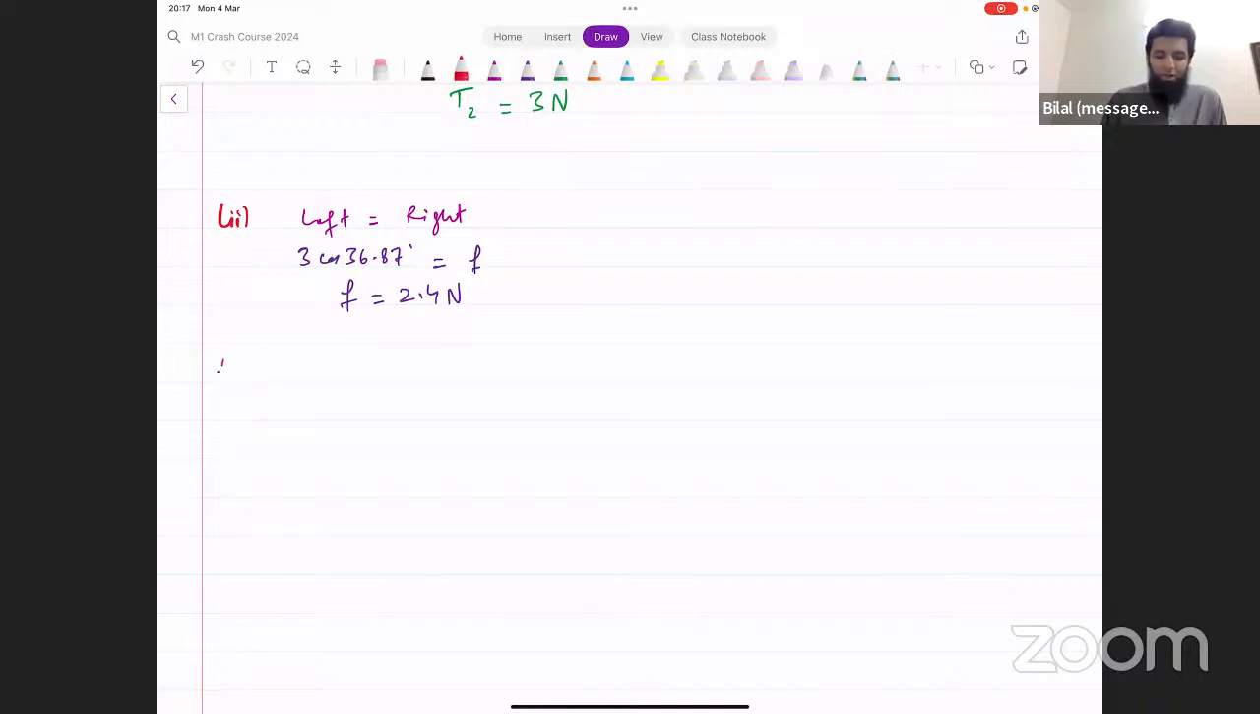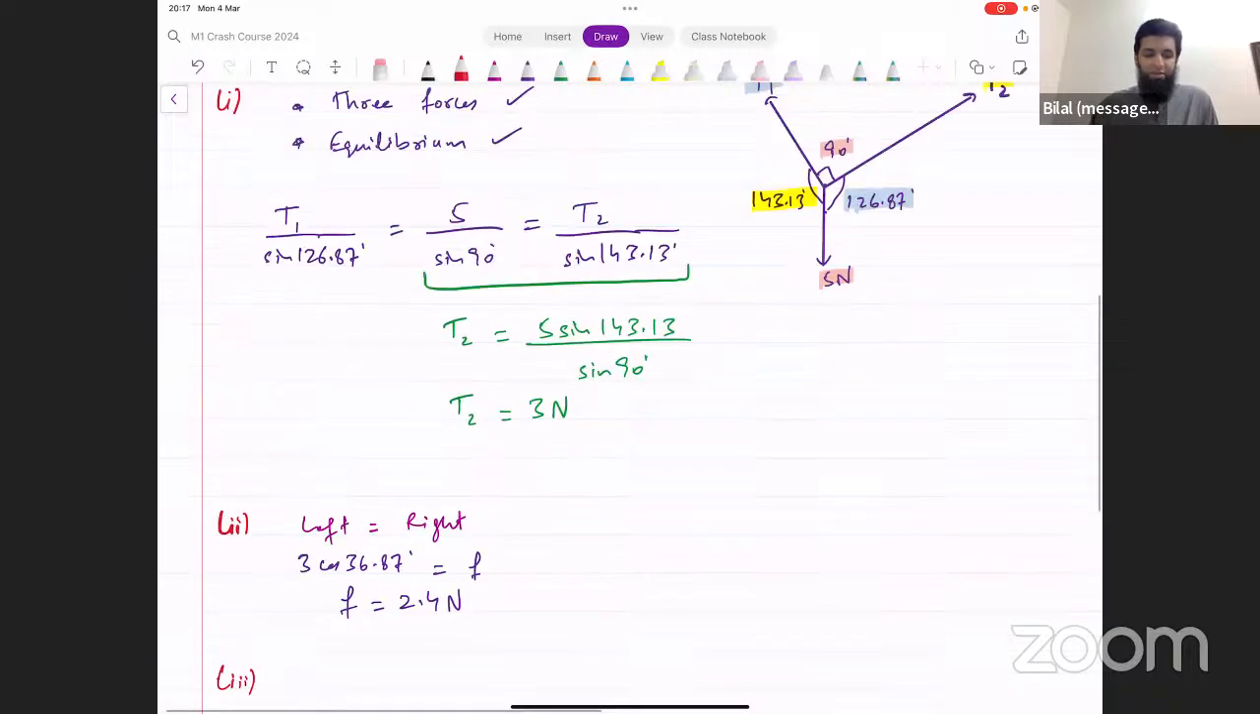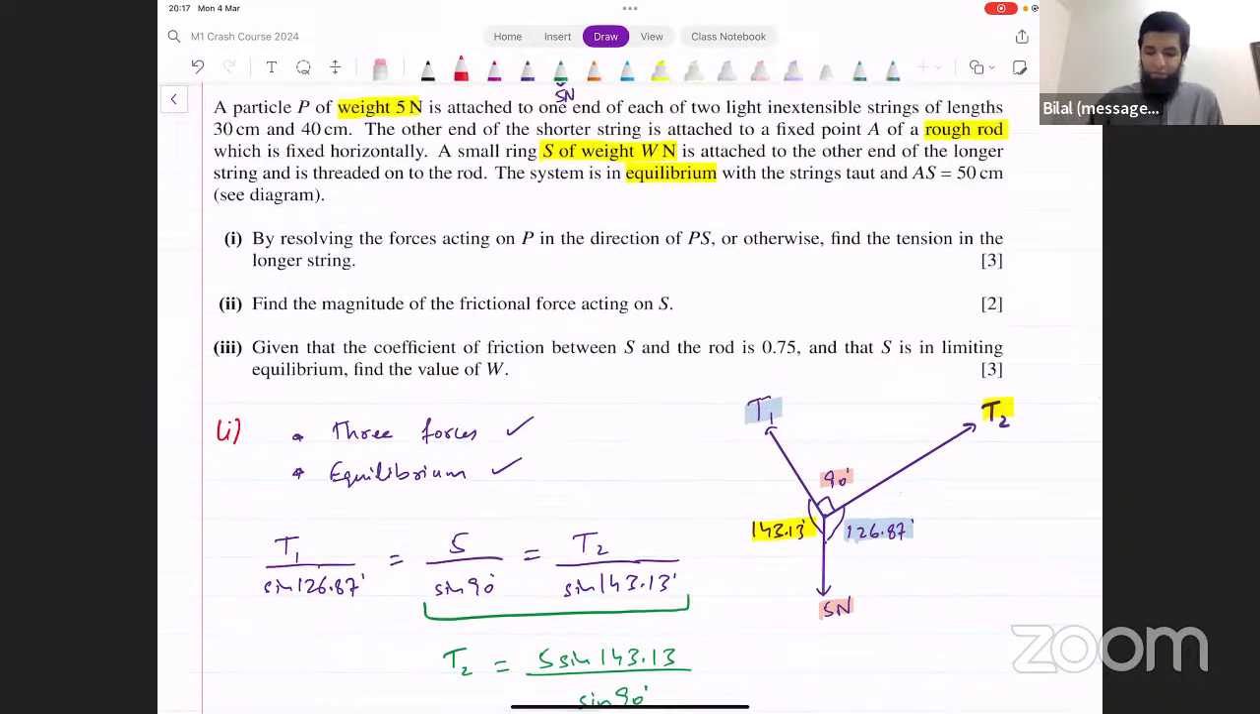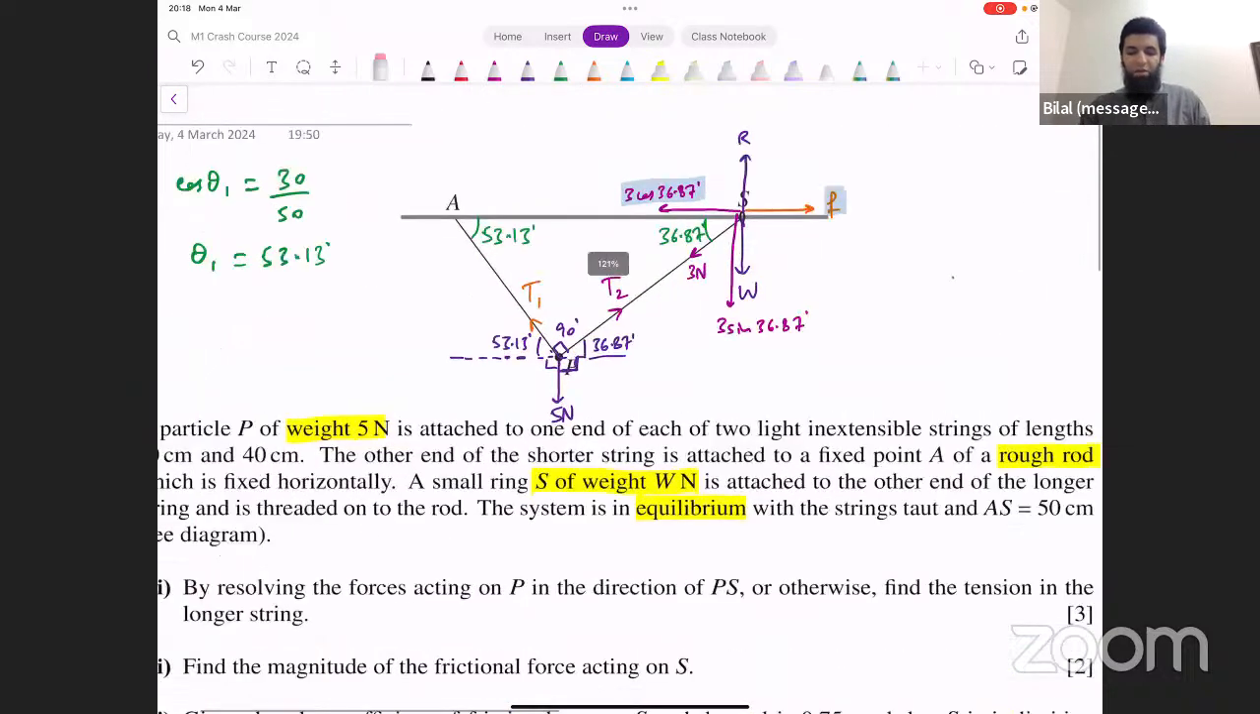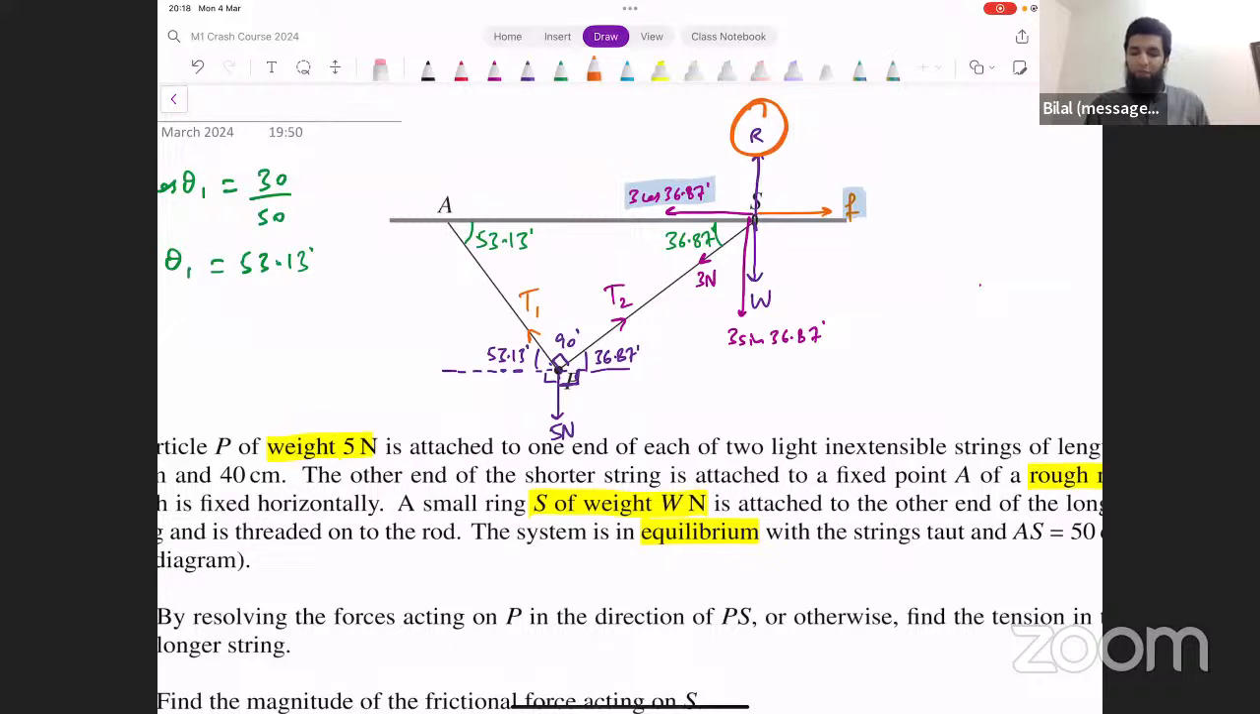Okay, that's all that you had to do in the second part. Now the third part says, given that the coefficient of friction between S and the rod is 0.75 and that S is in limiting equilibrium. Now, if it's limiting equilibrium, what does that mean? F equals mu R. We need to find the value of W. Now, all we have to do is equate the opposite forces here as well. Upwards forces should equal the downward forces. That means R should equal W plus 3 sine 36.87.